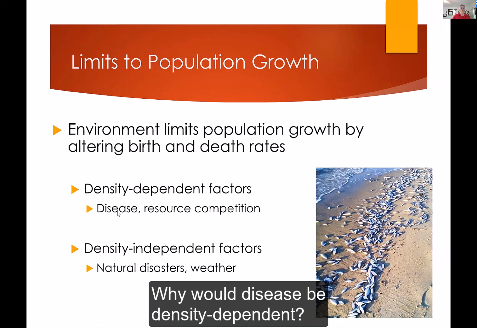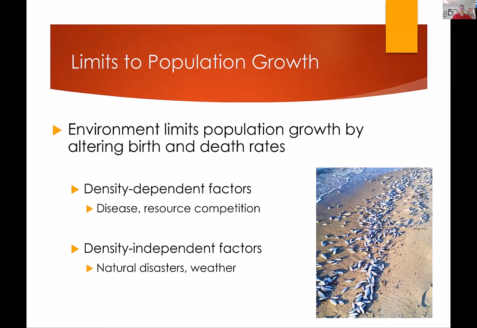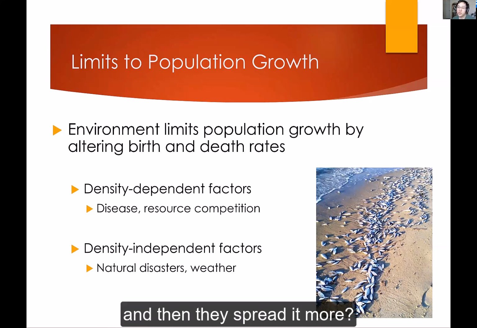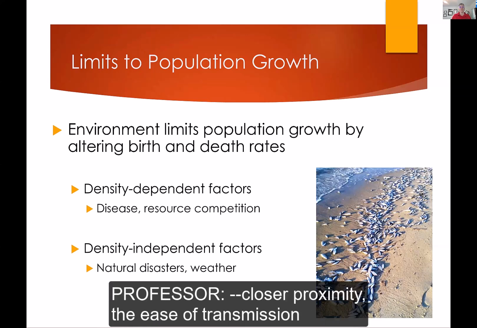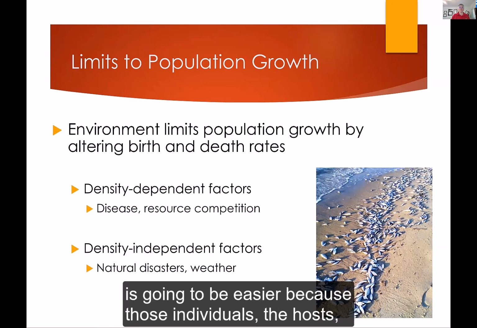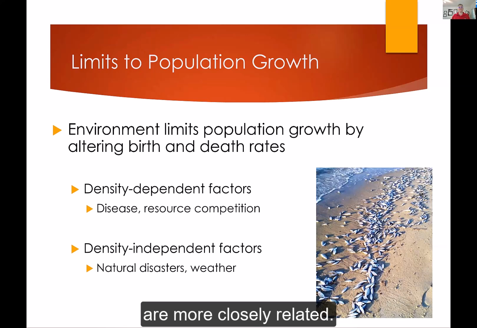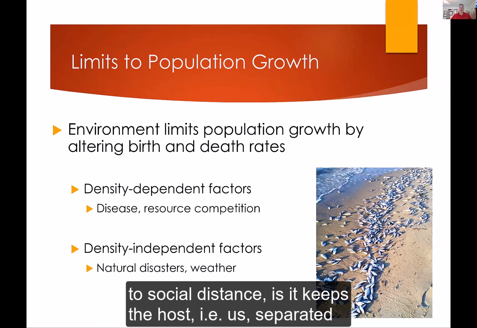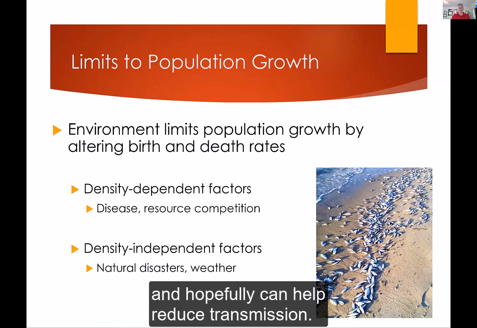What about disease? Why would disease be density dependent? Is it because if there's more organisms, they're more closer to each other, and then they spread it more? Exactly. They have more hosts. Closer proximity, the transmission is going to be easier because those individuals, the hosts, are more closely related. All right, absolutely. And so this is why we're all right now telling everyone to social distance, is it keeps the host, i.e. us, separated and hopefully can help reduce transmission.